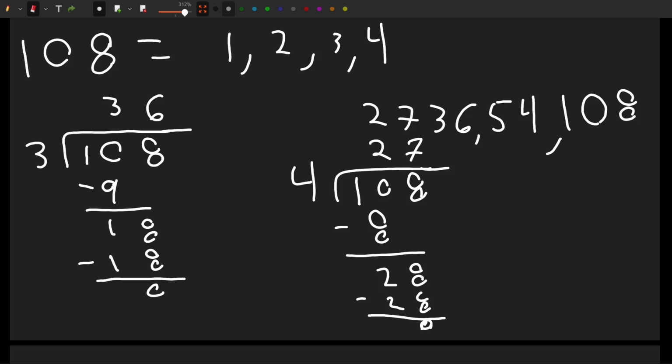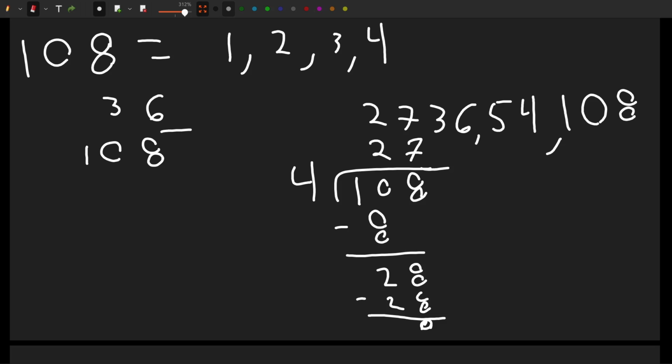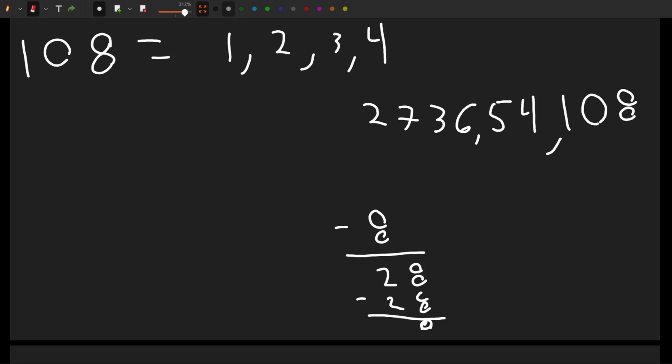I'm going to erase these two numbers so that I have a little bit more room. Let's go ahead and remove these. Sorry, these two problems that I did. There we go. Okay.